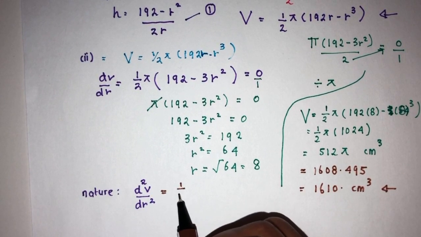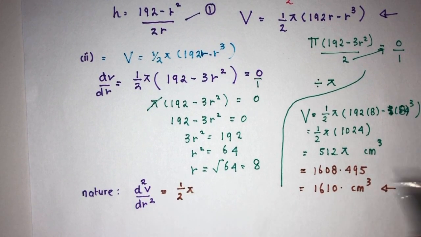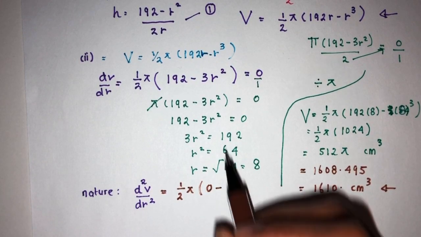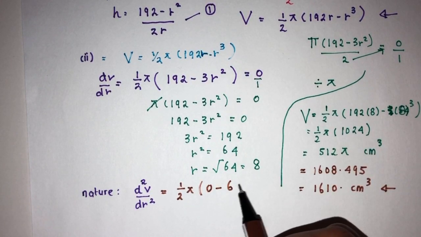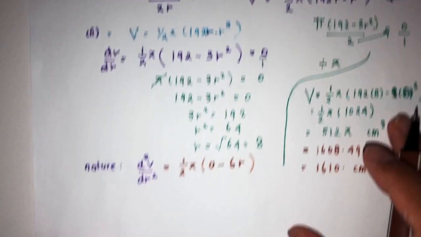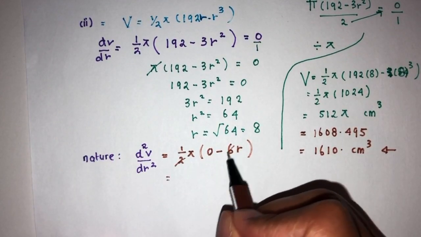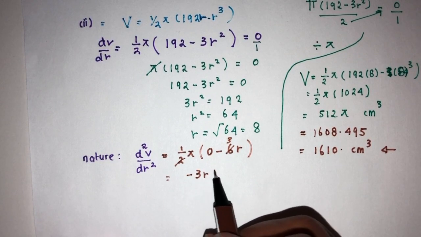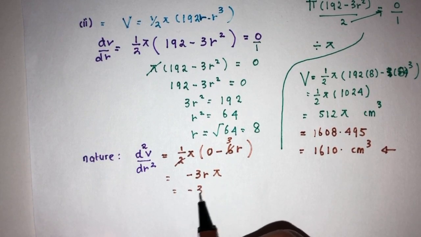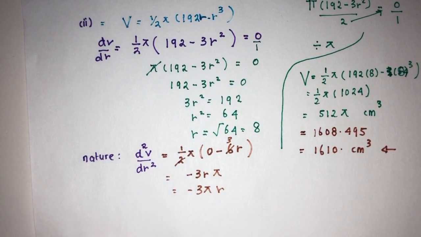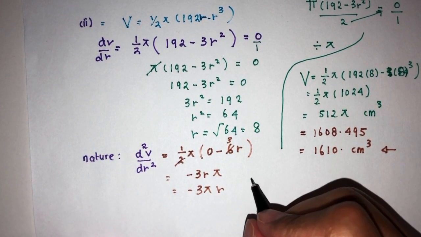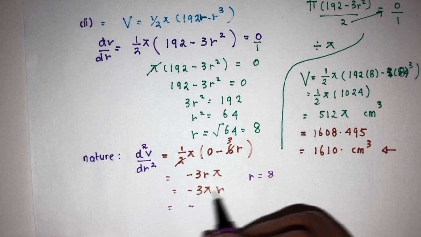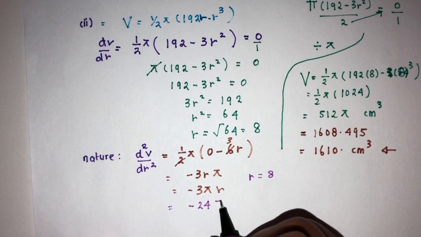So half pi is only a multiple, that will be outside. And on the inside, this will become 0. It is a constant, and then that will become 6r as your value. Now that will cancel out, that will be 3. That will become minus 3r pi, or minus 3 pi r will be the value of this. Now because r is 8, replace here, you will have minus, so 3 times 8 will be minus 24 pi.